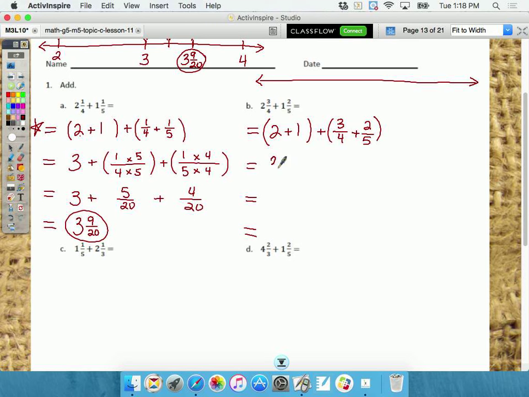Okay. So the strategy we're going to use to find the common denominator, same as last time, 2 sets of parentheses. And we're going to multiply what 2 numbers? 4 and 5 to get 20.